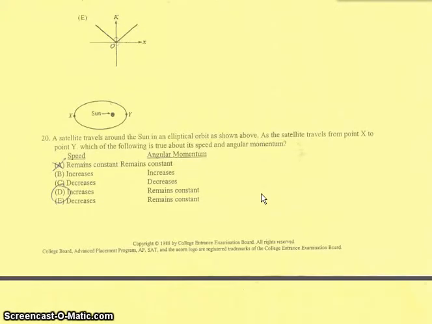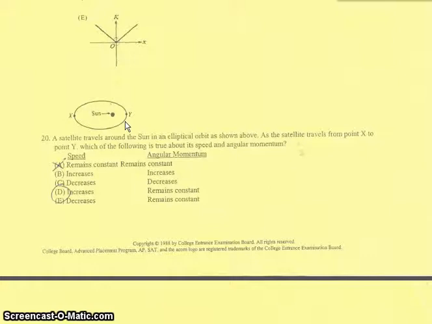Number 20, we've got a satellite that's been traveling. So we're looking at how the speed adjusts from here, and how the angular momentum goes from there. And again, angular momentum has to be conserved. That's one of those quantities that has to be conserved.